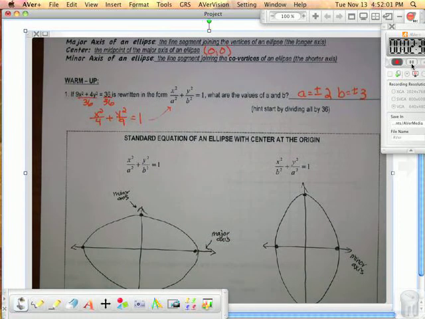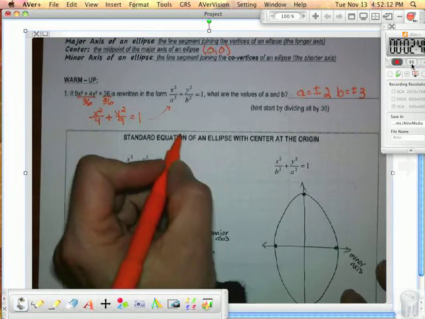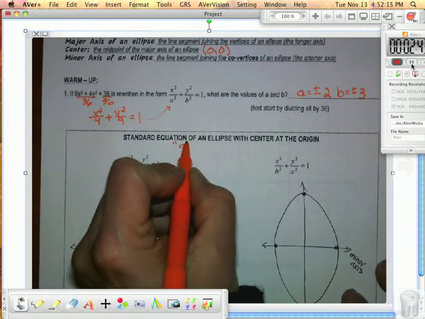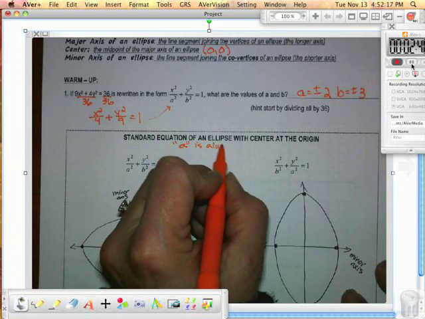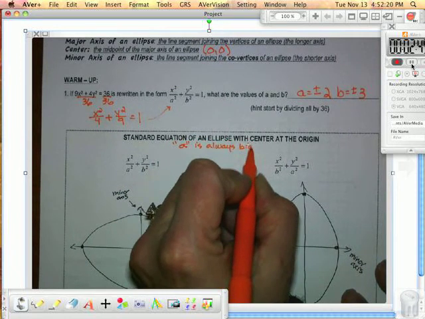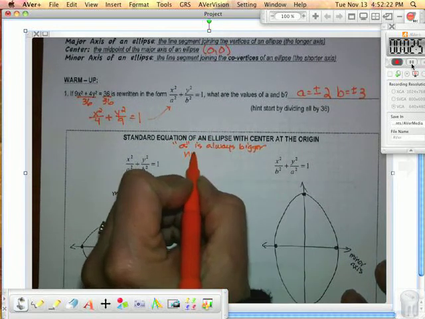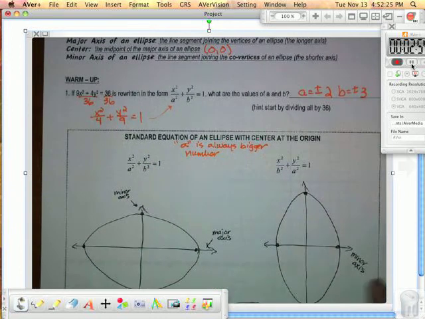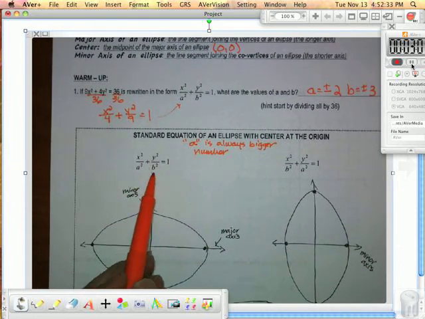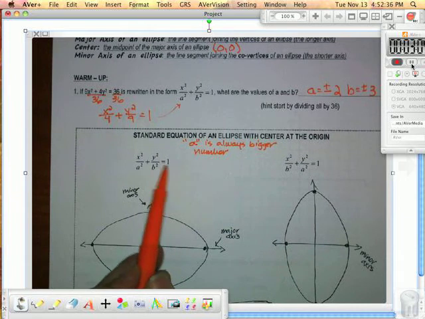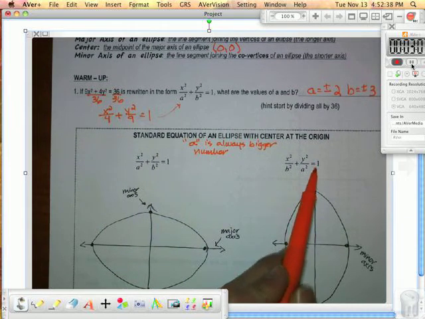To start with ellipses, we have to go through the standard form and the components of the standard form. What I want you to remember throughout this whole thing is that a is always the bigger number, and that's relevant when we go to figure out where the focus is. You can see this equation here: x squared over a squared plus y squared over b squared equals 1. With an ellipse, the standard form of the equation is always going to equal 1.